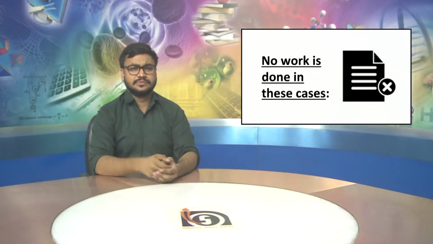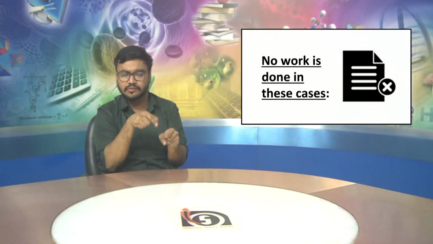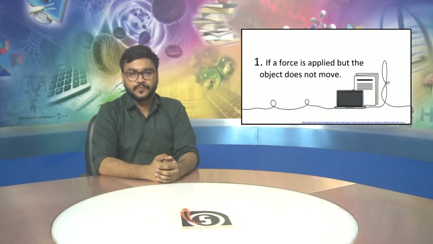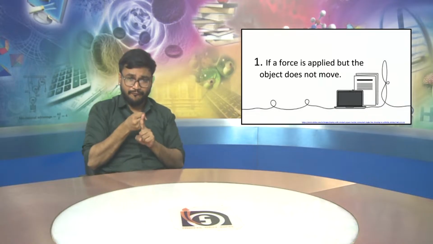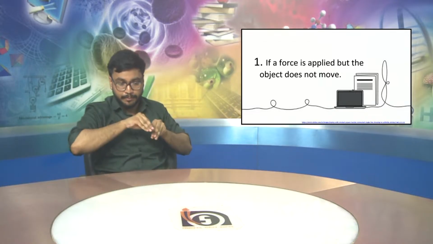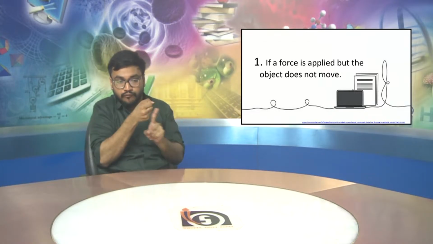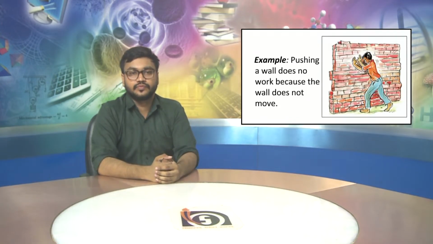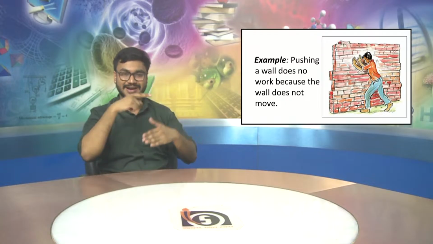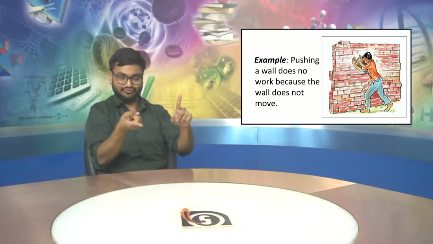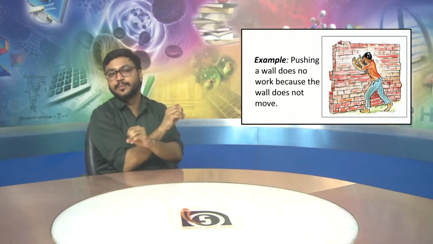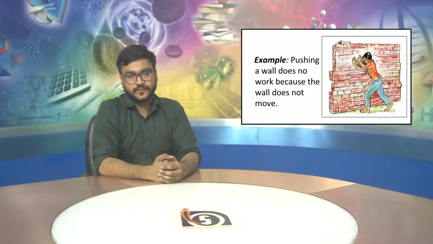Welcome back to our classes. We have learned that there is a third condition where work done is zero, and it has three conditions in it. First, if a force is applied but the object does not move, then work is zero. For example, pushing a wall does no work because the wall does not move.